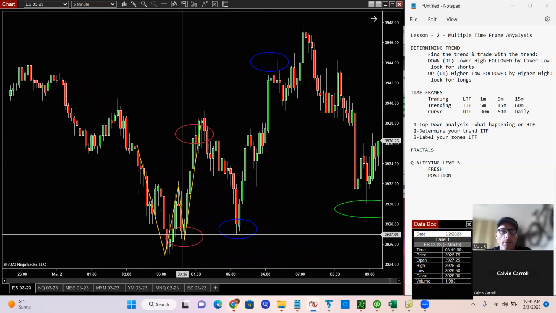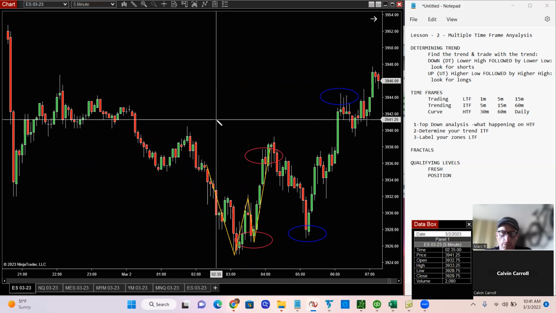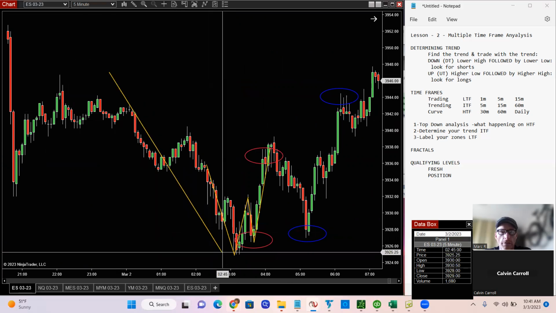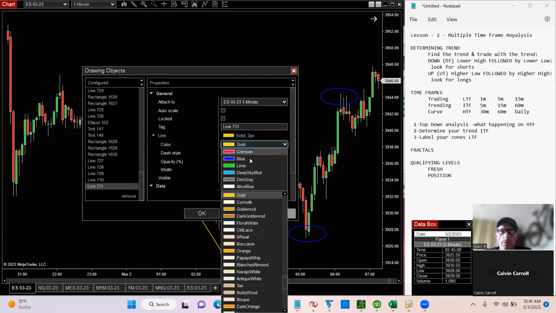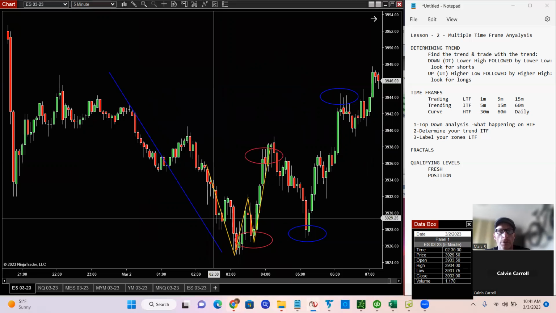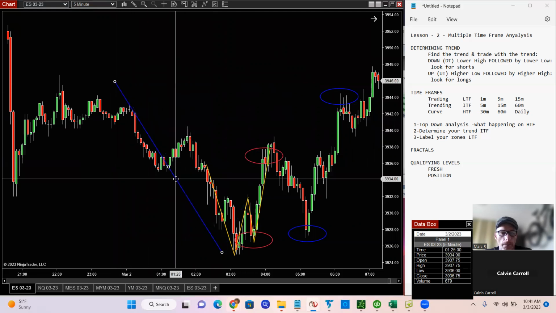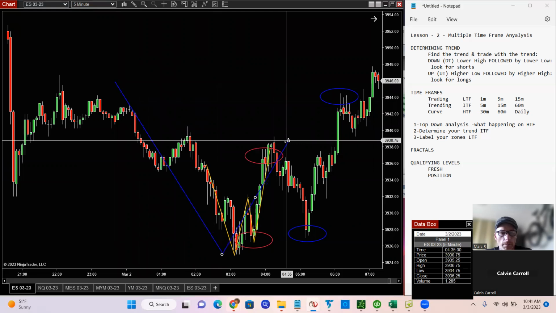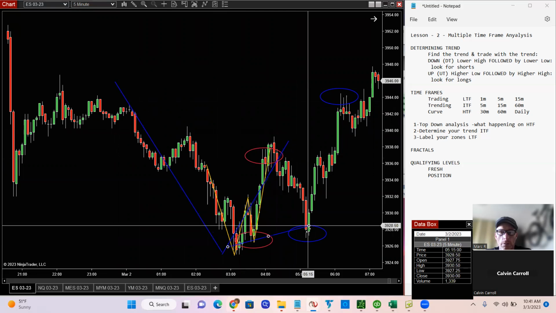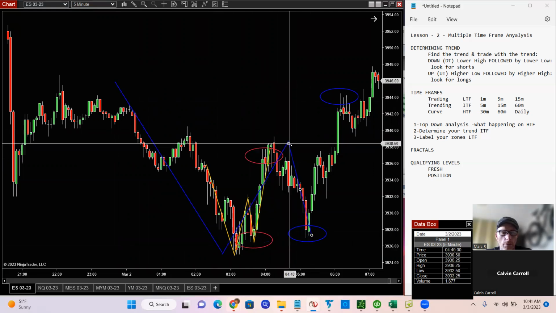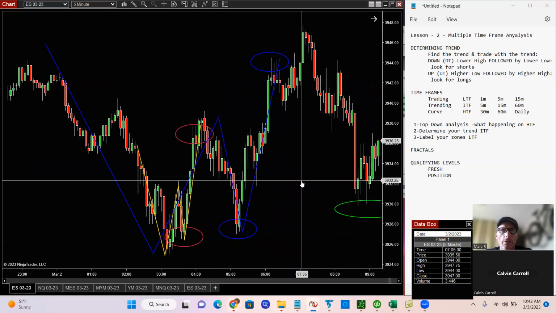Okay, your 5 minute chart. Price is moving down on your 5 minute chart. I should have made those yellow lines red to match those red circles. Price moves up, price moves down. Price moves up. Here's your higher low, your higher high on a 5 minute chart.